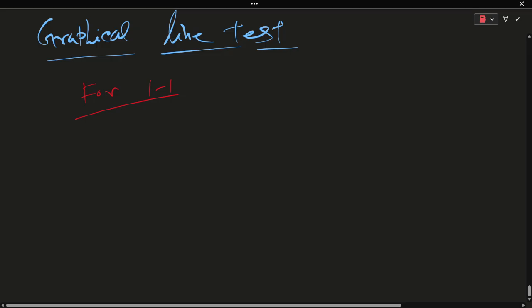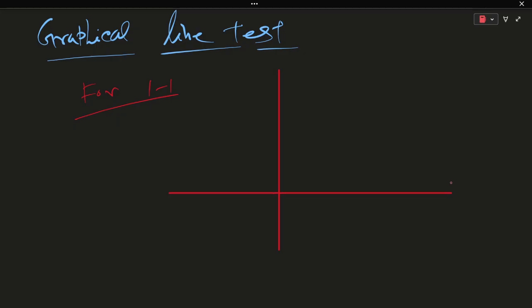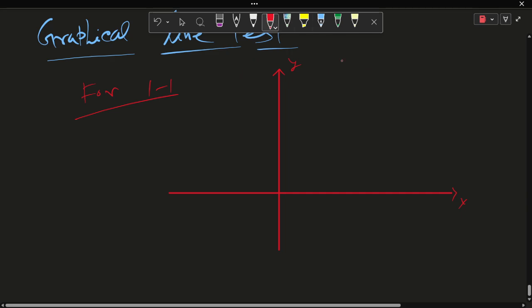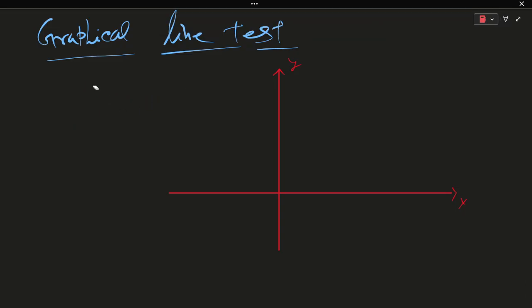The elements represent points, right? If we take any curve, on the Cartesian plane, so this is the x-axis and this is the y-axis. At first we can talk about the function. So this is the vertical line test for a function.